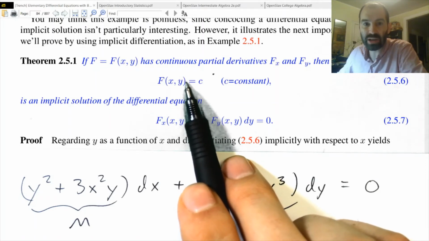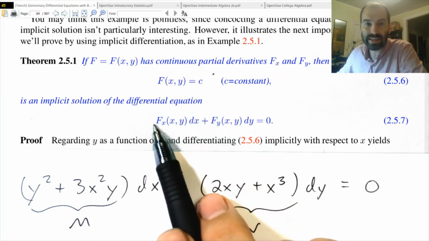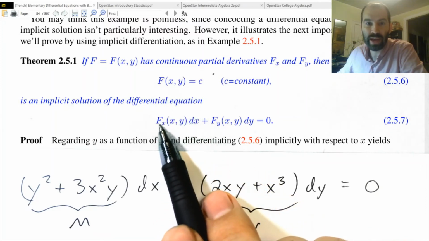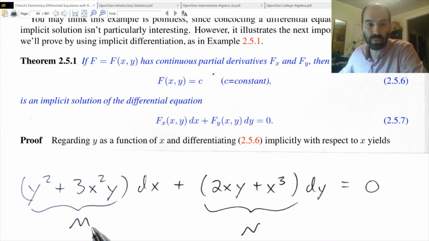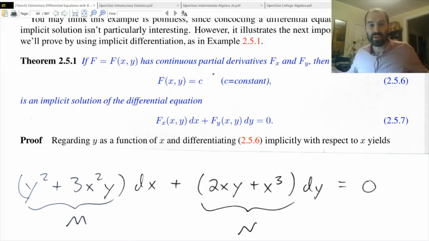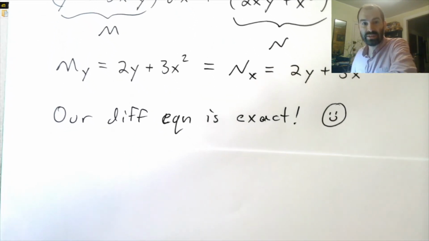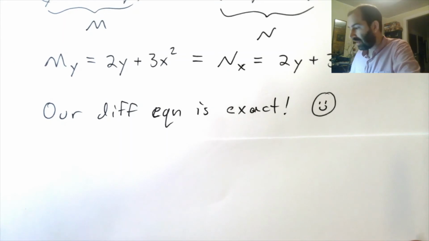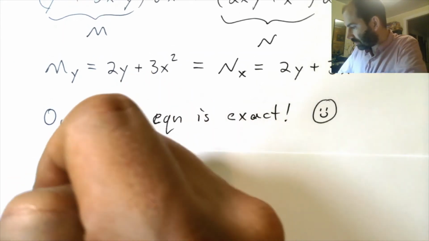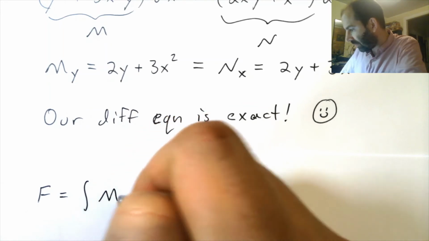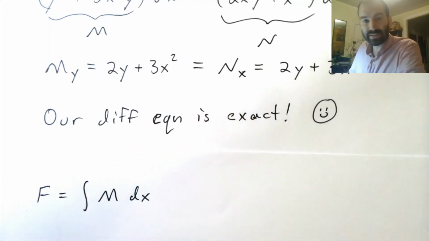Now notice, how did it come from this function? Well, to get this term, we differentiated our function with respect to x. So that's what M is. M is the derivative of the function that we're looking for with respect to x. All right? So another way to say that is that f is the antiderivative of M with respect to x.